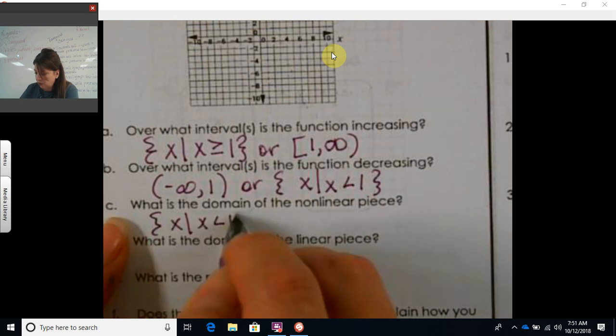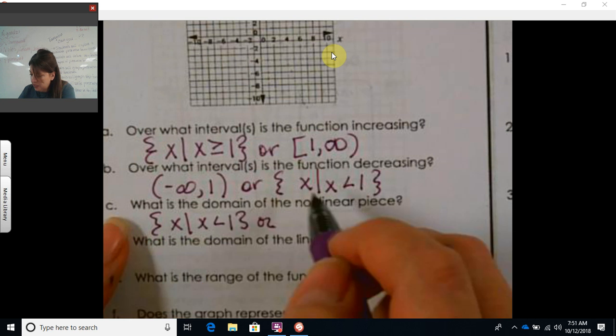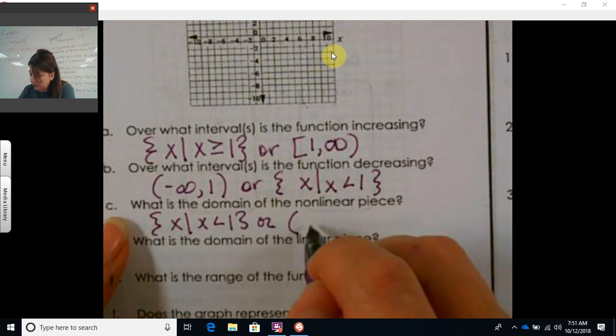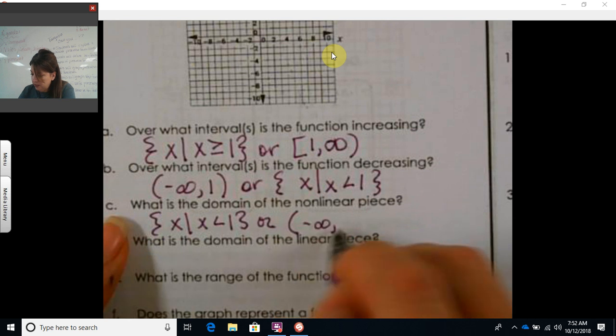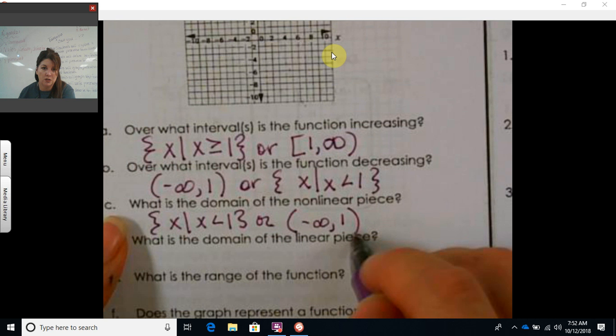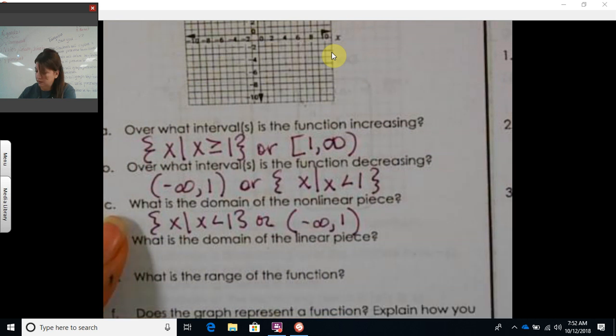Or we could say, in interval notation, what would that be? Where is it starting on the left? What x value? Negative infinity all the way to 1. Not including 1, so it's a parenthesis. Same answer that we got right above it.